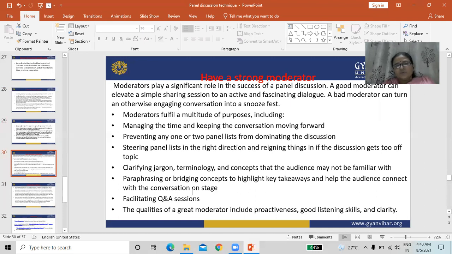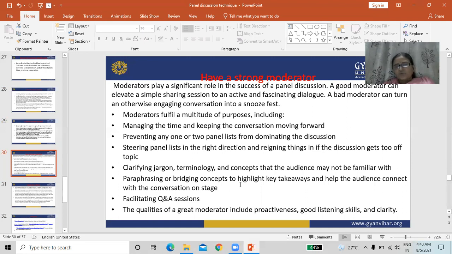A moderator serves a multitude of purposes, including managing the time and keeping the conversation moving forward, preventing any one or two panelists from dominating the discussion, clarifying jargon, terminology, and concepts that the audience may not be familiar with, highlighting key takeaways, and helping the audience connect with the conversation on stage, facilitating the question and answer session.